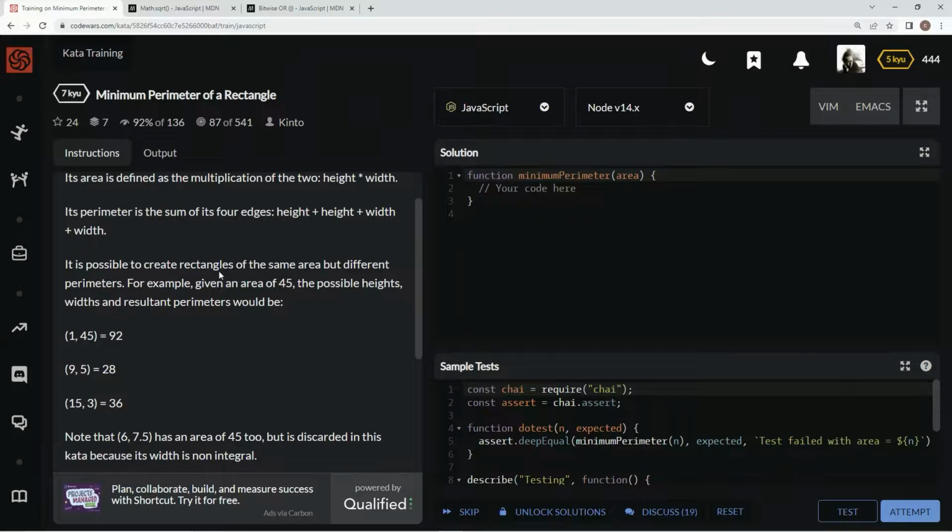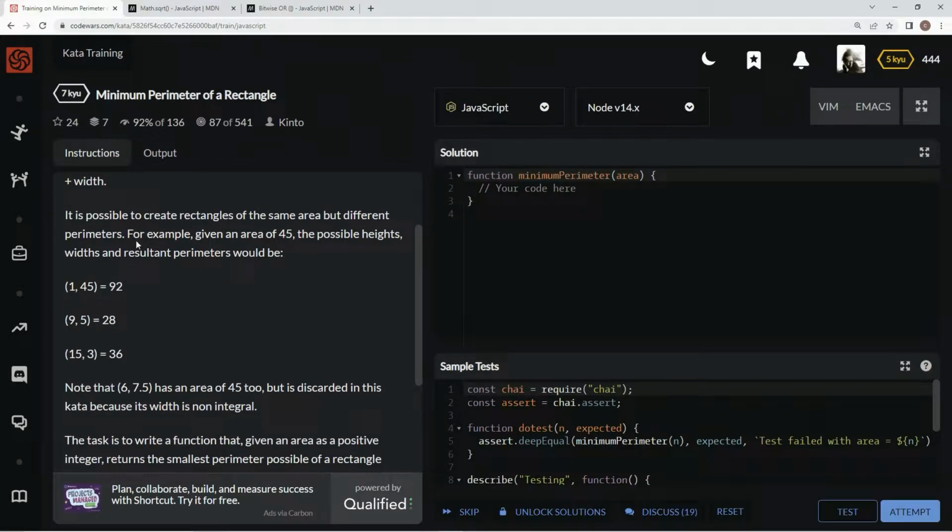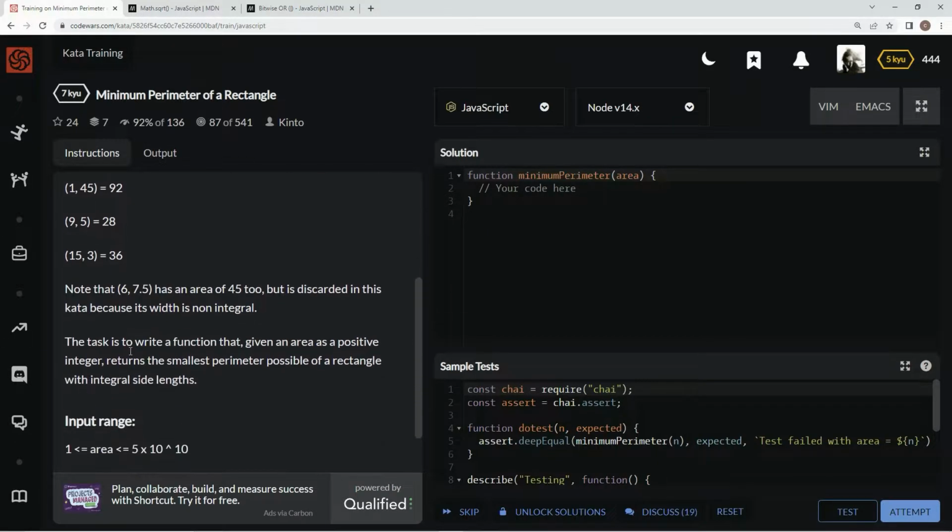It's possible to create rectangles of the same area but different perimeters. For example, with the given area of 45, the possible heights, widths, and resultant perimeters would be these. Note that 6 times 7.5 has an area of 45 too, but it's discarded because its width is non-integral. The task is to write a function that, given an area of a positive integer, returns the smallest perimeter possible of a rectangle with integral side lengths.